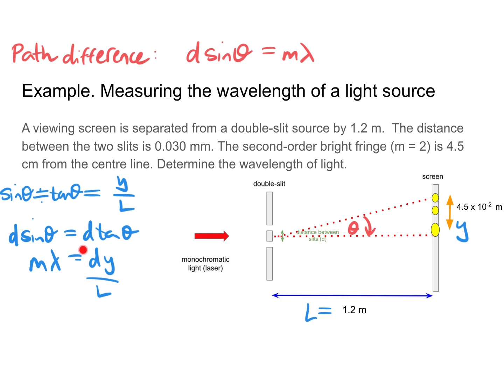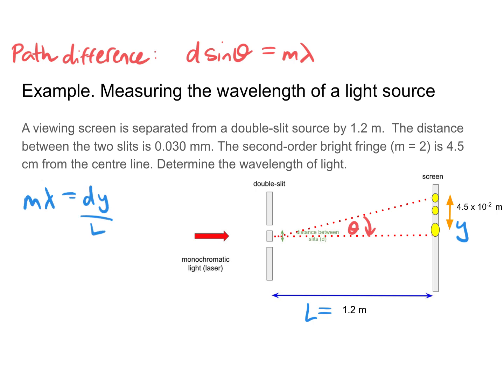We know the distance between the slits. We know the distance between the central bright spot and the second order bright spot. And we know the distance between the slits and the screen. So we're just going to substitute our known values in there. Because we're trying to find lambda, we'll rearrange the equation to make lambda the subject. Then substitute the known values in, and ensure that your measurements are in SI units. So for lengths, they should be in meters.